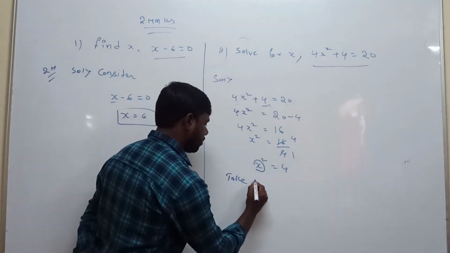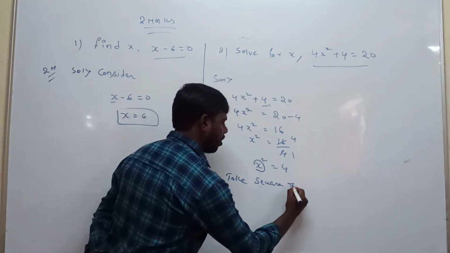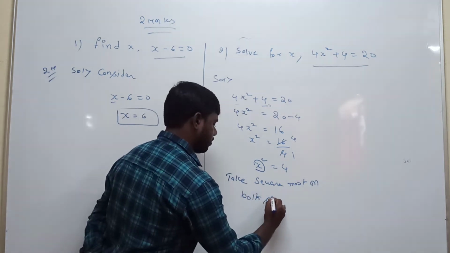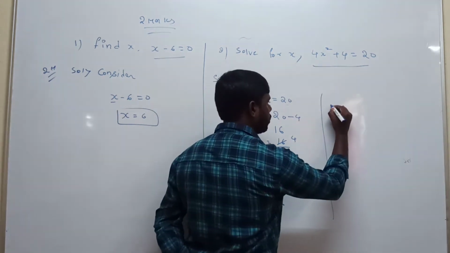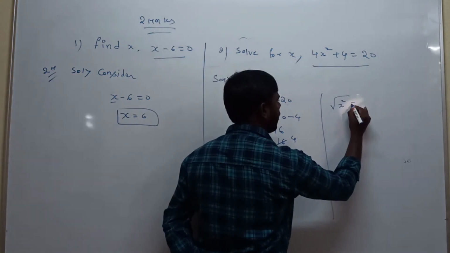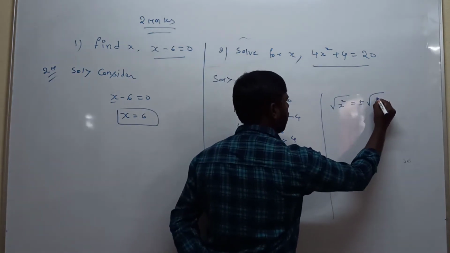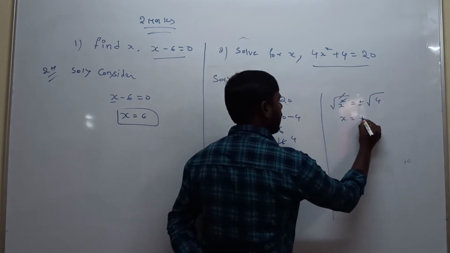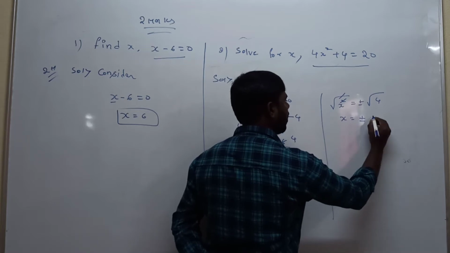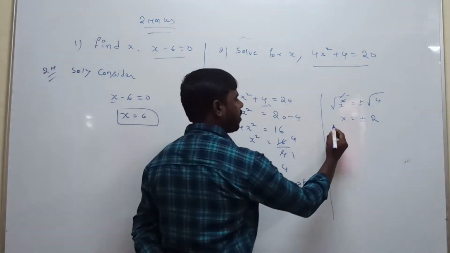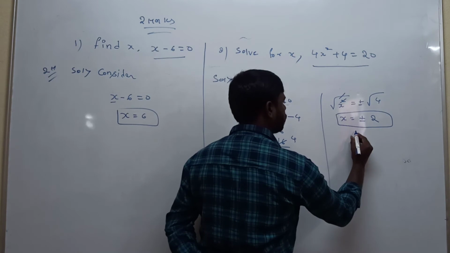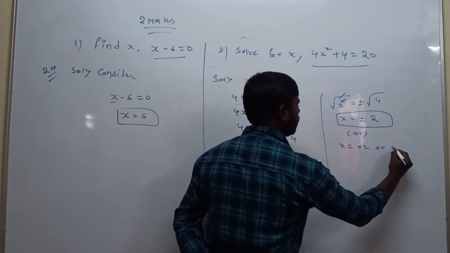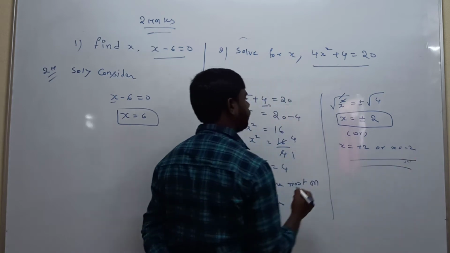Square root on both sides. So the square root of x square is equal to plus or minus the square root of 4. Square and root cancel. x is equal to plus or minus the square root of 4, whose value is 2. How many values are we getting for x? Plus or minus 2, which means x is equal to plus 2 or x is equal to minus 2.